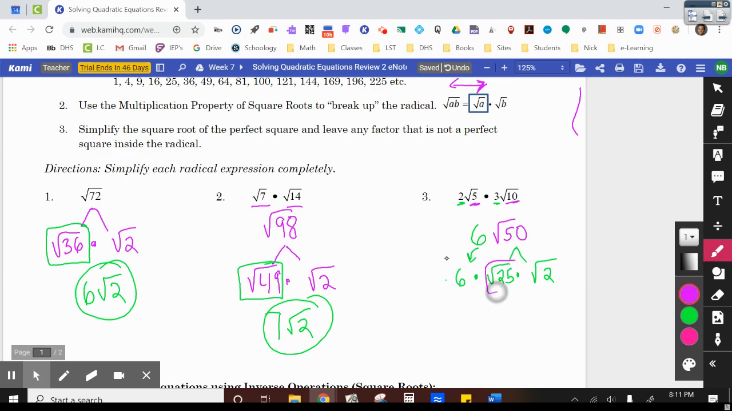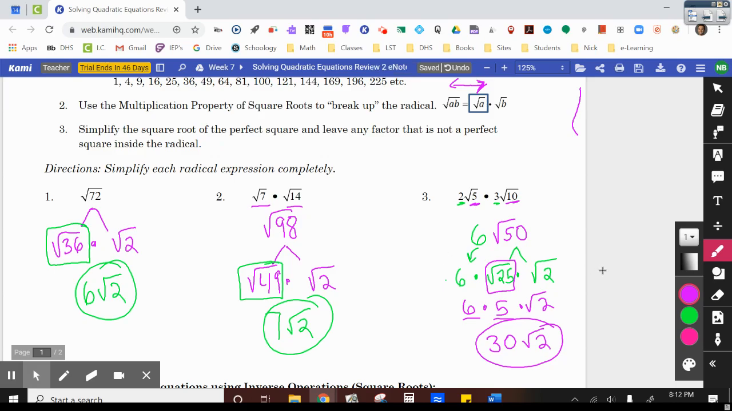All right, so now this rad 25 simplifies to 5. All right, this 6 stays on the outside. So now I have 6 times 5 times rad 2. Well, I could do 6 times 5, right? That gives me 30 rad 2.